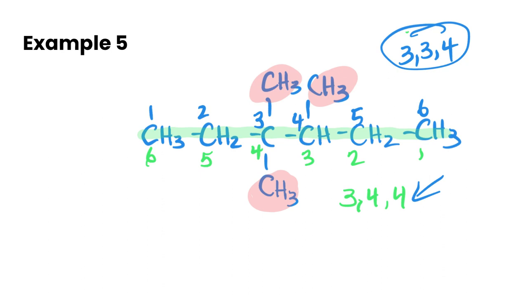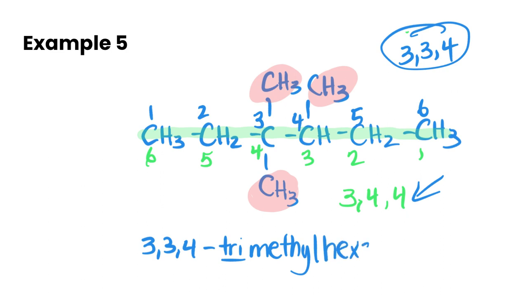Now we have 3 methyl groups, so we're going to number them and we're going to say 3, 3, 4 dash tri, meaning we have 3 methyl, and then 6 carbon chain is hexane. All right, so this is a 3,3,4-trimethylhexane molecule.